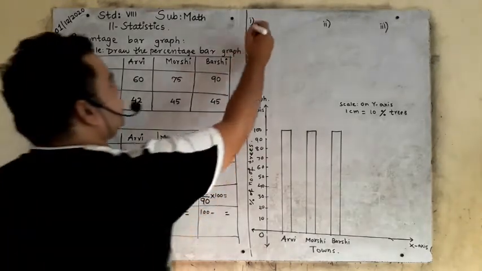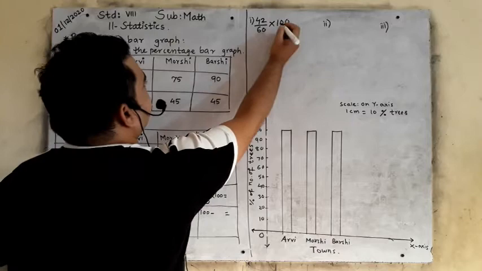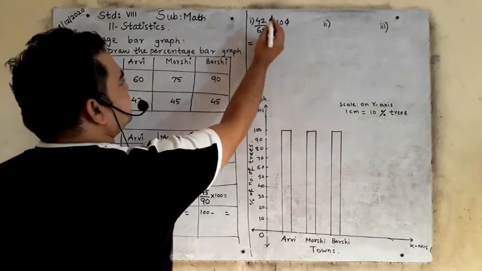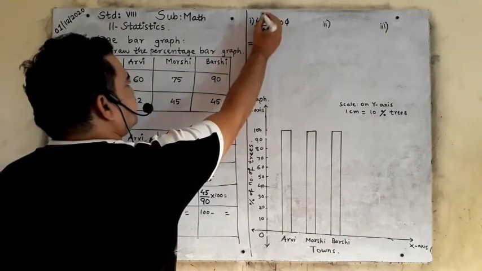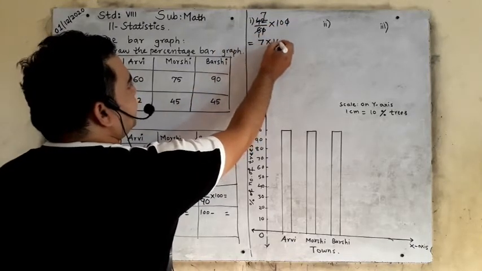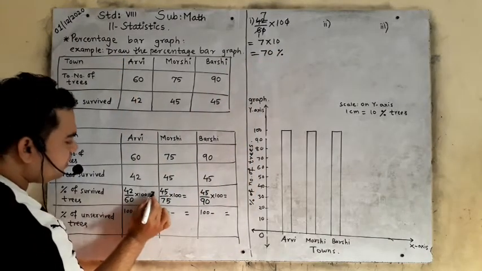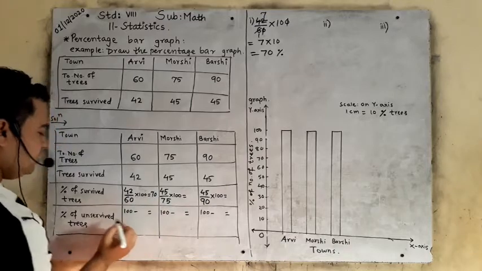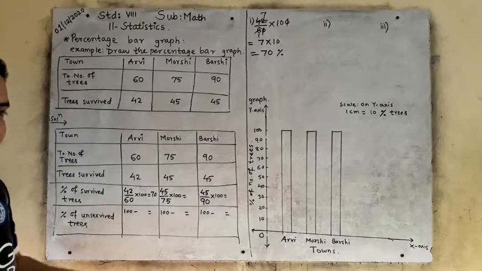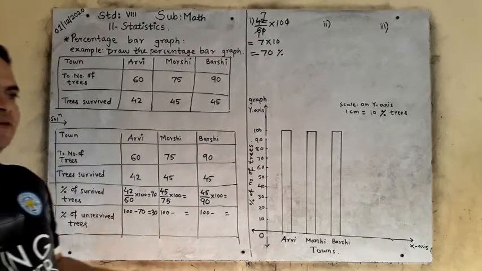See, the first I will take over here. It is 42 upon 60 multiplied by 100. So what I will do here, see, 10 and 10 will get cancelled, right? You can solve as per your understanding. 6 ones are 6. 6 sevens are 42. So what is left? 7 multiplied by 10. Answer is 70%. So after solving I will write here 70. So 70 percent of trees survived. It means how much trees did not survive? 100 minus 70 is equal to 30. The remaining part. Is it clear?